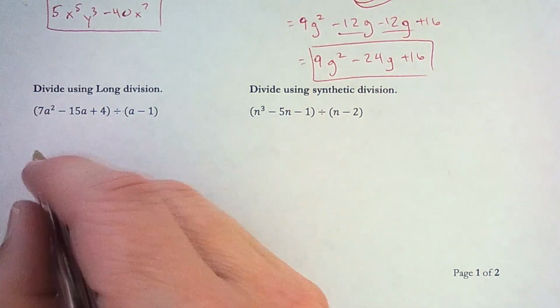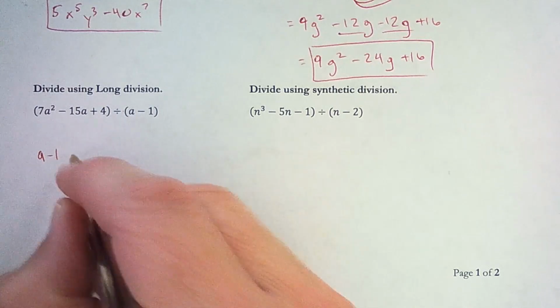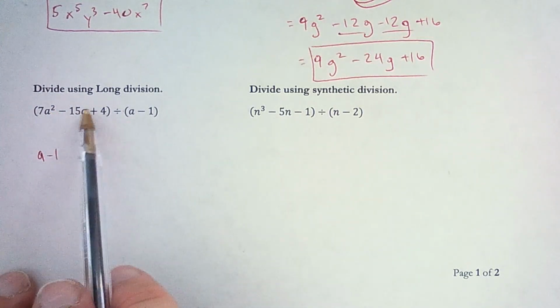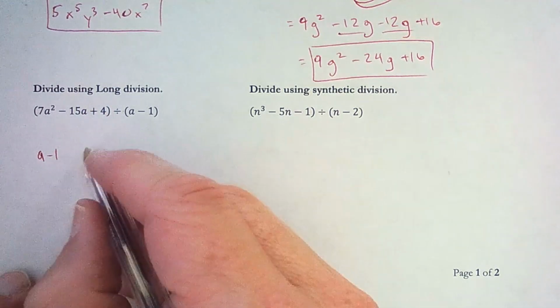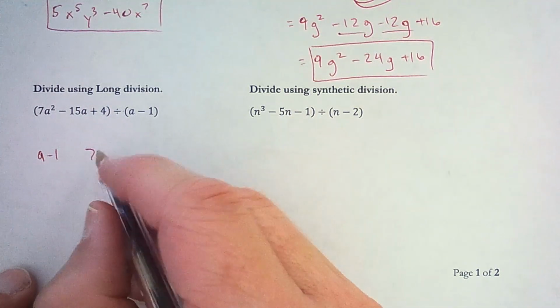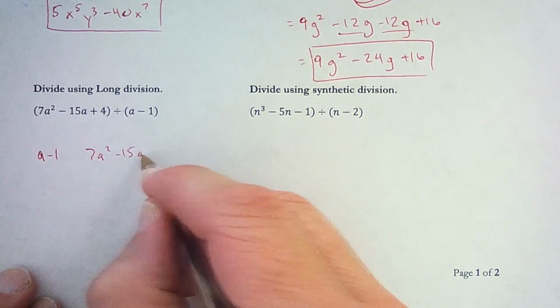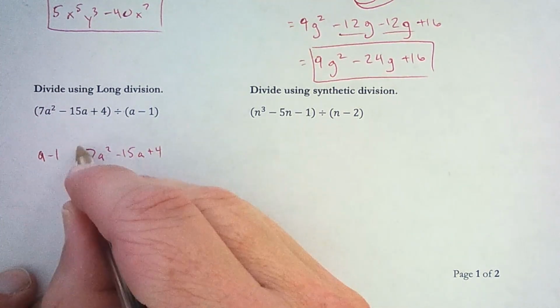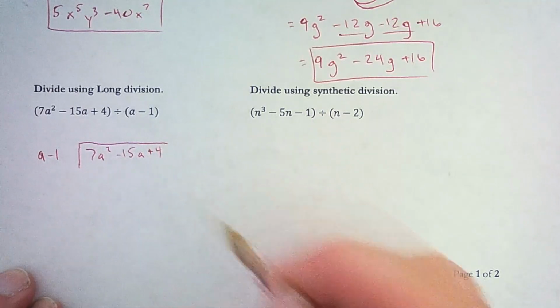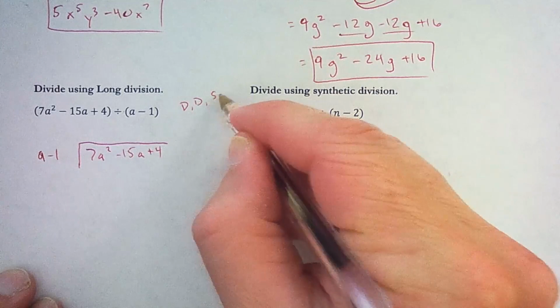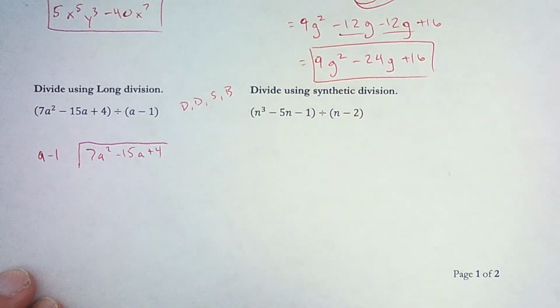So I've got a minus 1 that's going to go on the outside. And then inside I need to see if I'm missing any powers. I've got 2, 1, 0. So no missing powers. So I don't have to put in any zeros. So that's 7a squared minus 15a plus 4. And I am going to do a series of divide, distribute, subtract, bring down.